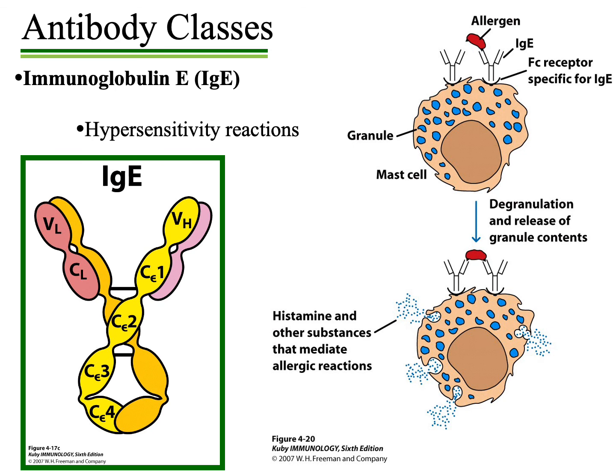The next class of antibody is IgE, and IgE's job is to typically play a role against parasitic infections or play a role in the immunity to parasites overall. However, it turns out that this particular class of antibodies also plays a really big role in hypersensitivity reactions.